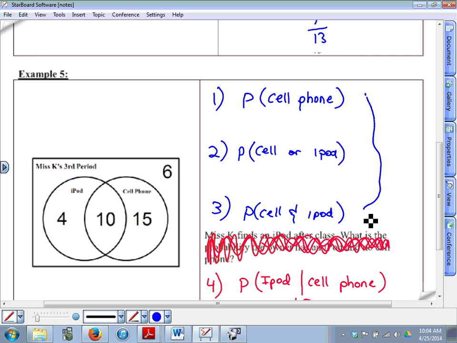These three right here are just normal probabilities. They're not based on a condition. So, use the Venn diagram. Figure out the sample space. How big is Miss K's class? How many students are there in Miss K's class? 35. I'm hearing a bunch of different numbers. 35.